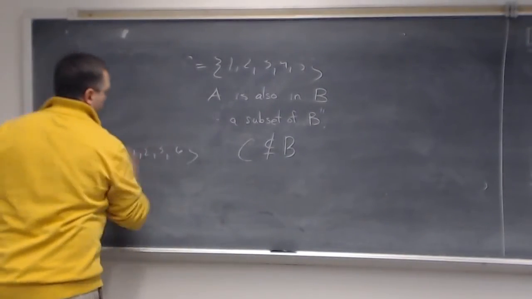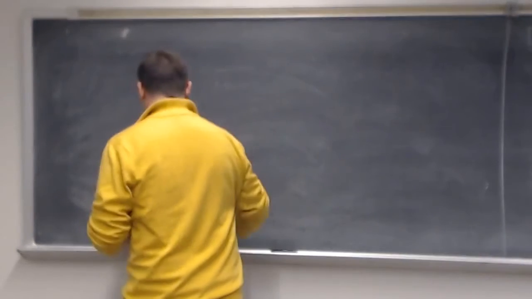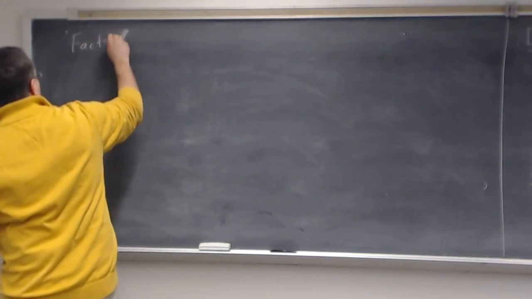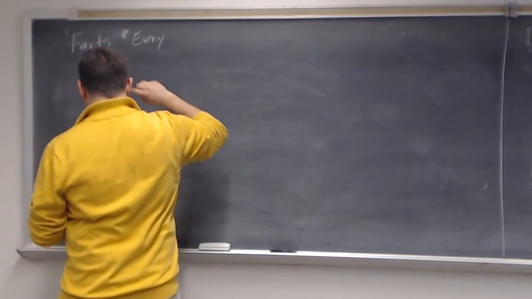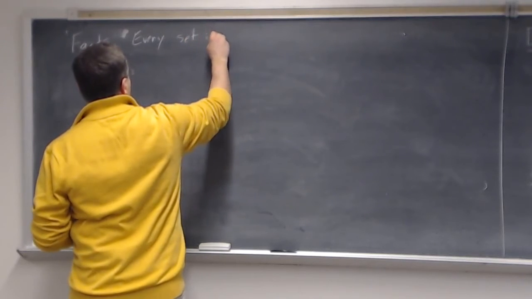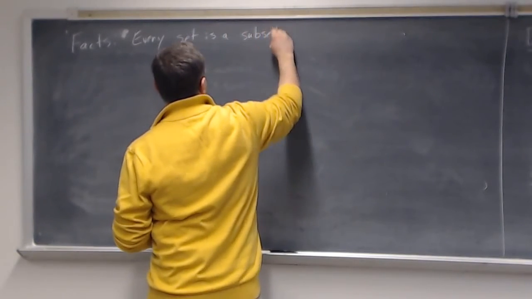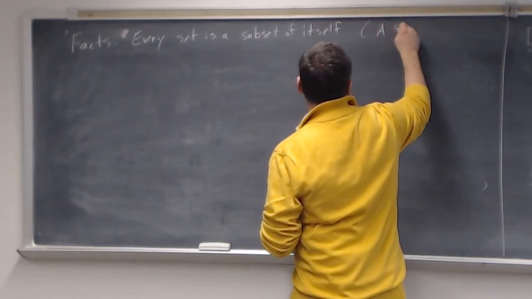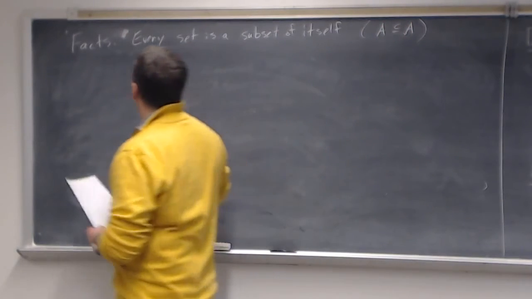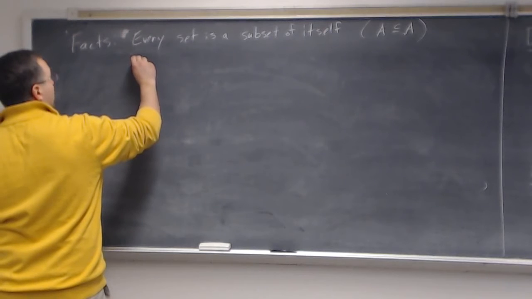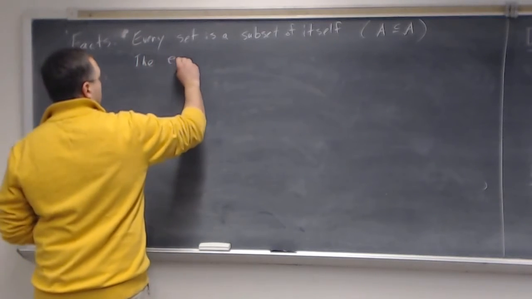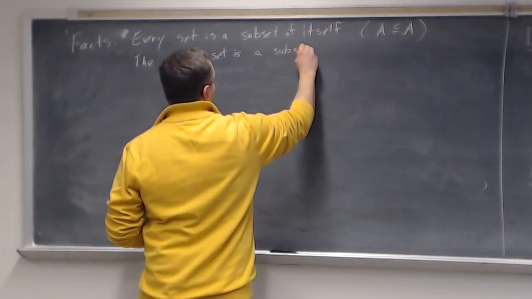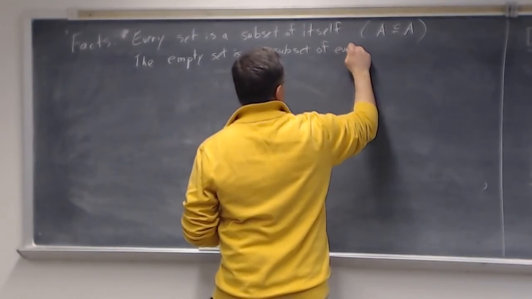So every set is a subset of itself. Okay, so A is a subset of A. Another fact is that the empty set is a subset of every set.